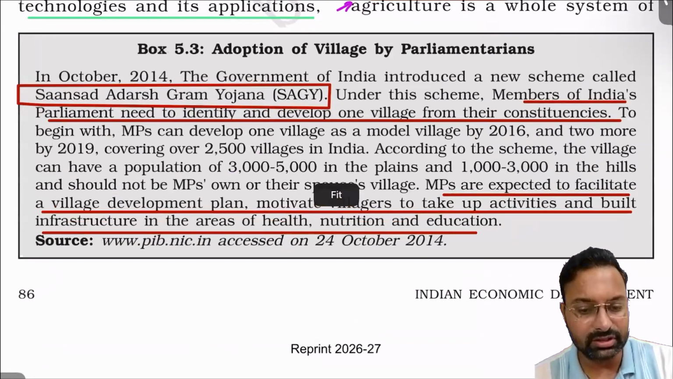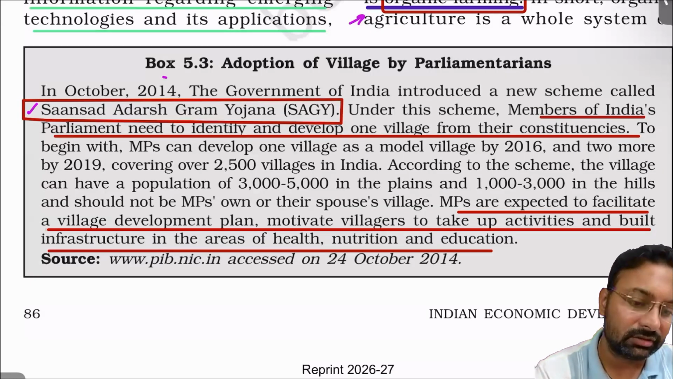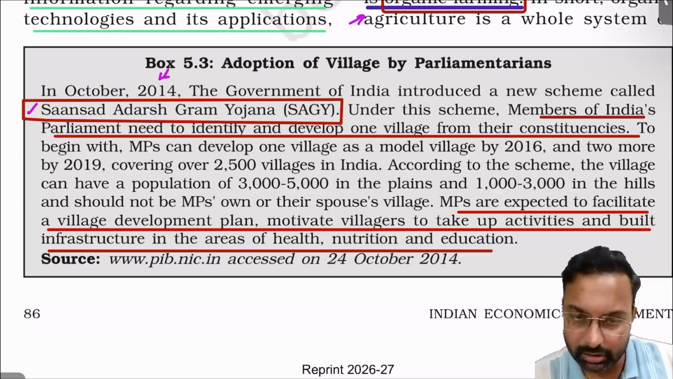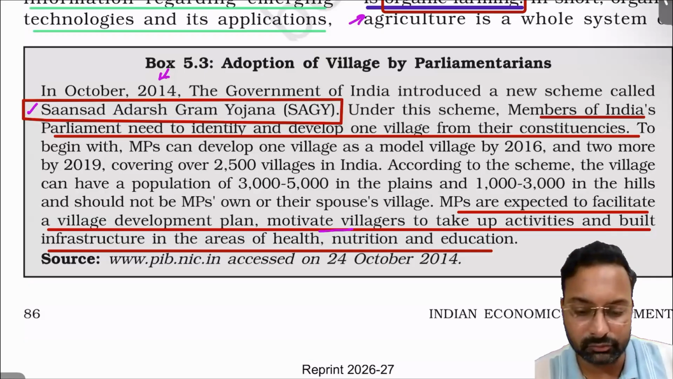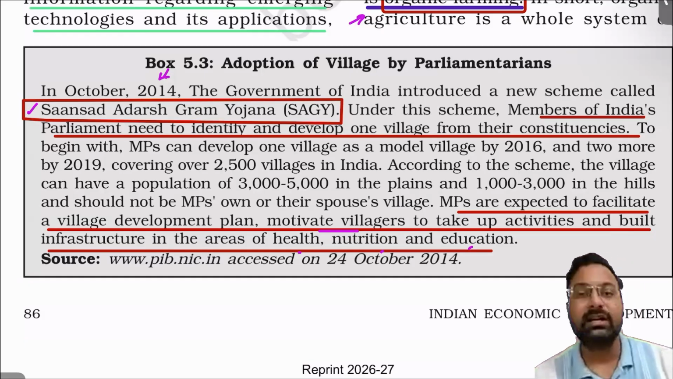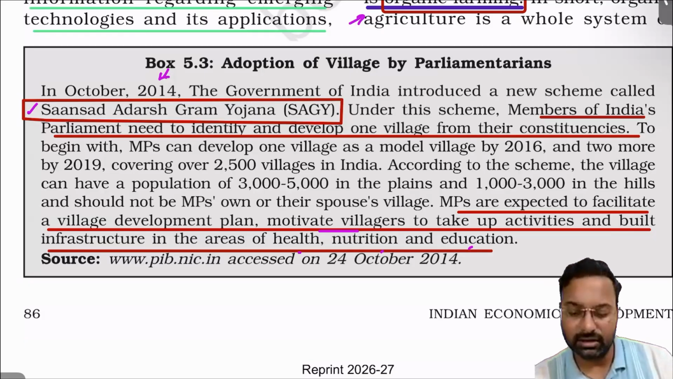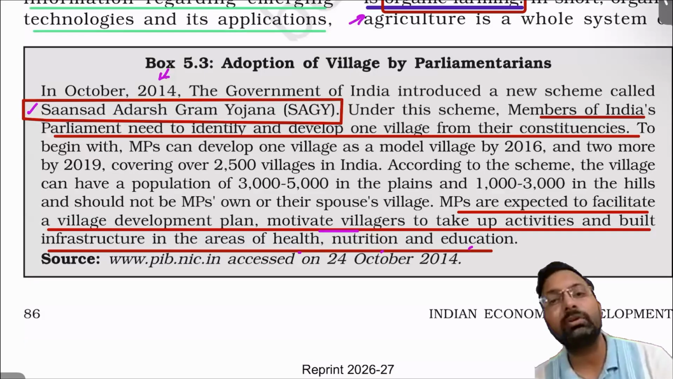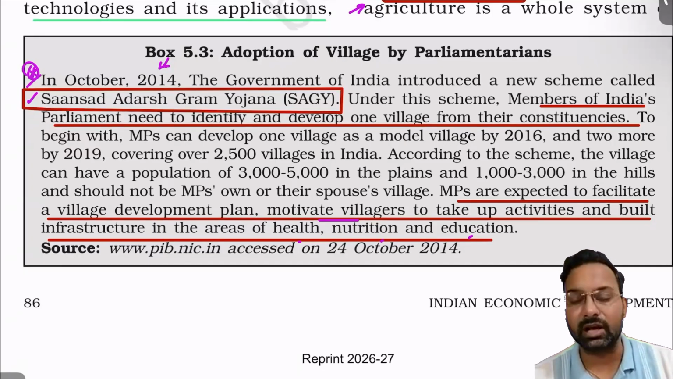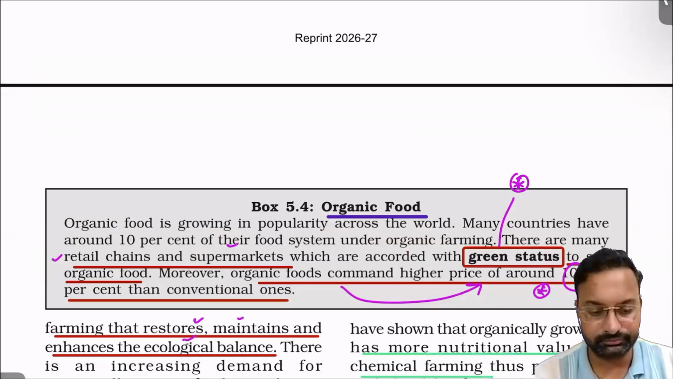And this box is about the Sansad Adarsh Gram Yojana. This scheme was started in 2014, and according to it, a member of parliament has to adopt a village in their constituency, and identify and develop that village. They have to motivate the villagers to take up activities and build infrastructure in the areas of health, nutrition, and education. In effect, the MP adopts a village, tries to improve its infrastructure, and after 2 or 3 years, when the infrastructure becomes better, adopts another village, right? This box is about that scheme, the Sansad Adarsh Gram Yojana, for rural development.